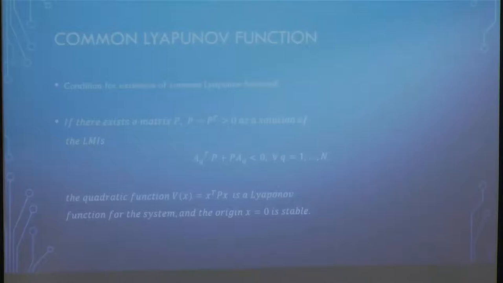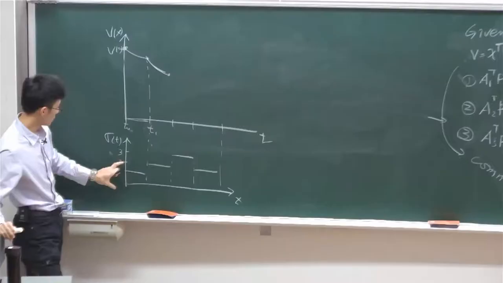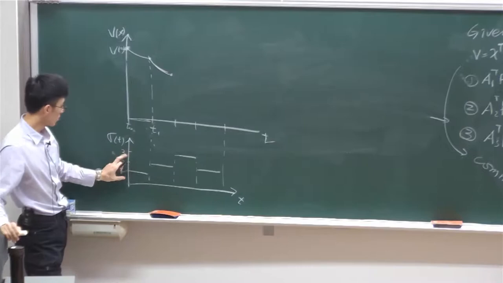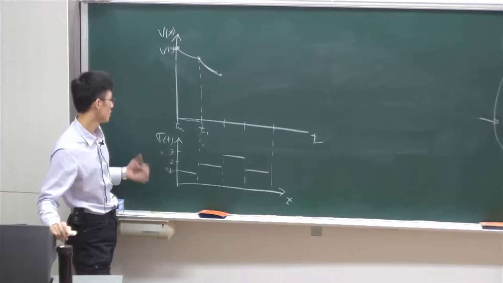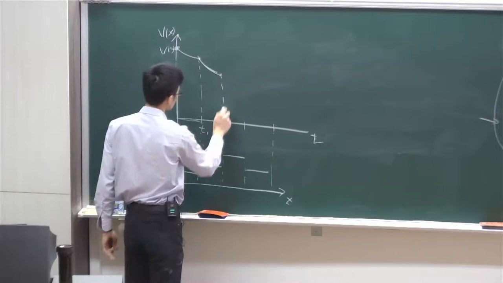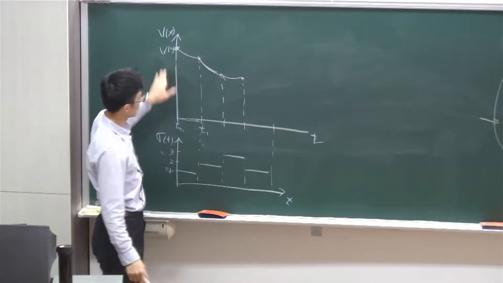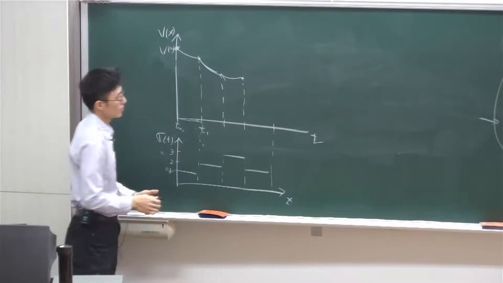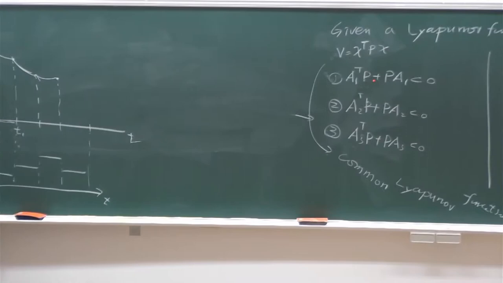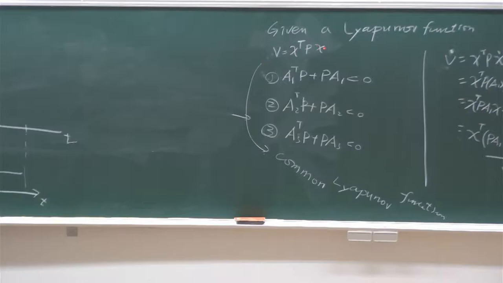But no matter how you switch between the systems, whether it's system one or two or the third system that is activated, it always decreases. Right? Same as here. So eventually V will go to zero. That's why this is the condition to find P, and P defines the Lyapunov function, and we call it a common Lyapunov function because there's only one Lyapunov function for multiple systems.